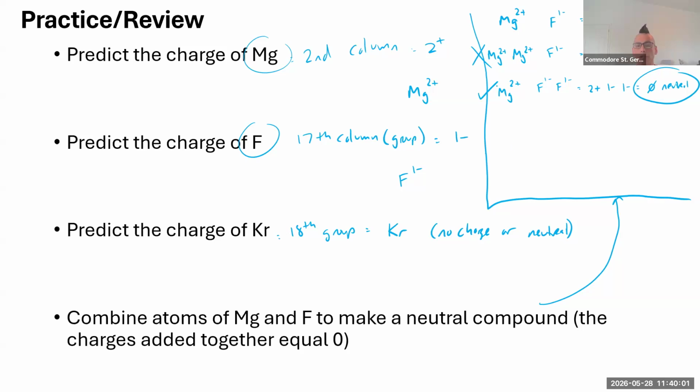So the way you would write this formula is MgF2, because the chemical symbol right next to the number tells you how many there are, right? So 1 magnesium, 2 fluorines. All right, so this is the correct formula. It's going to be MgF2, and that's a neutral compound.